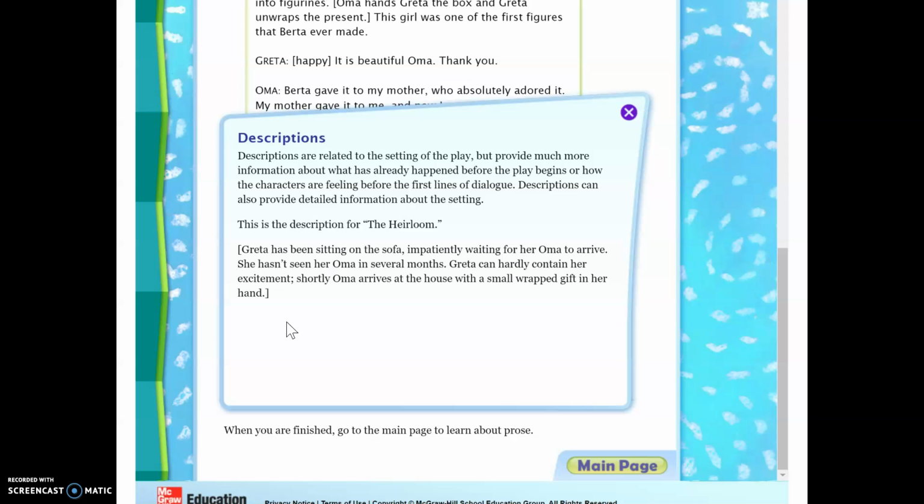I hope you heard that. But kind of what they're doing before the play, it sets the stage, I guess, for what's to come. So descriptions can also provide detailed information about the setting. The setting will just say Miss Moore's classroom, Mrs. Crawford's classroom, but the descriptions will give you a little bit more detail.